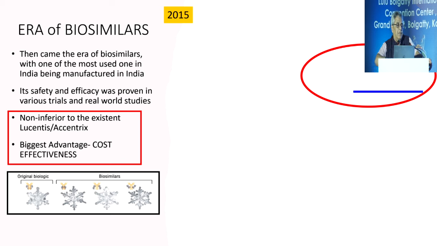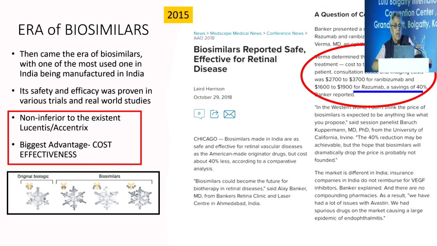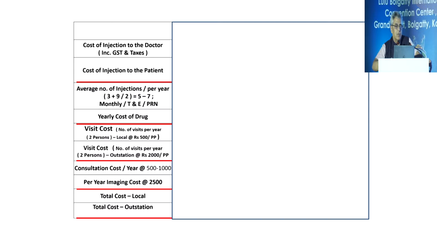And 2005 was an era of biosimilars. You see, the biosimilars, they came to the market with the biggest projected advantage of cost effectiveness. And I remember in American Academy, this was quoted for one of the biosimilars, that if they come, they will lower the cost, and maybe Avastin will be out of the market and this will be used.